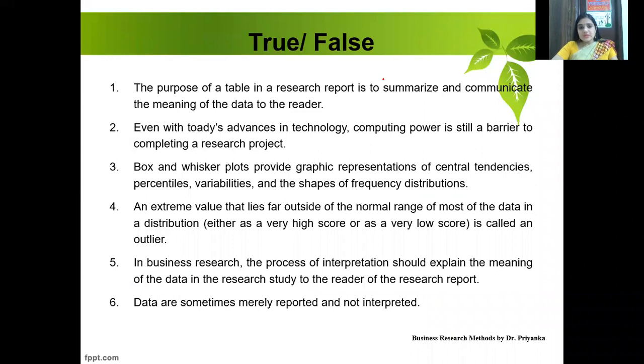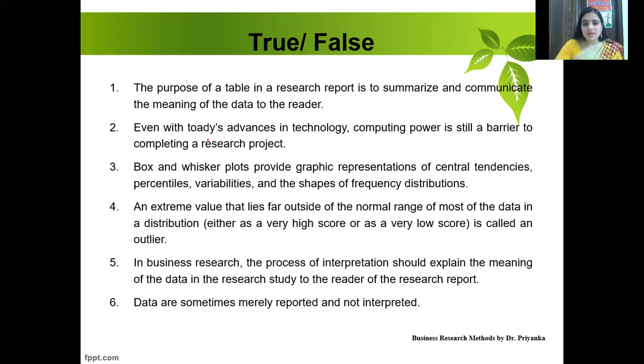That's it. Let us discuss some true or false questions now. Number one, the purpose of a table in a research report is to summarize and communicate the meaning of the data to the reader. Is it? Yes, so it is true.